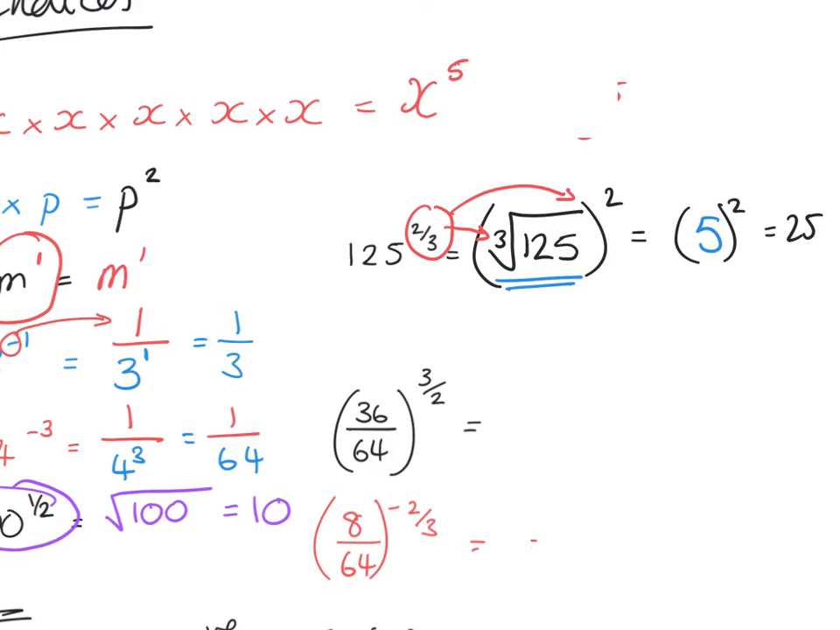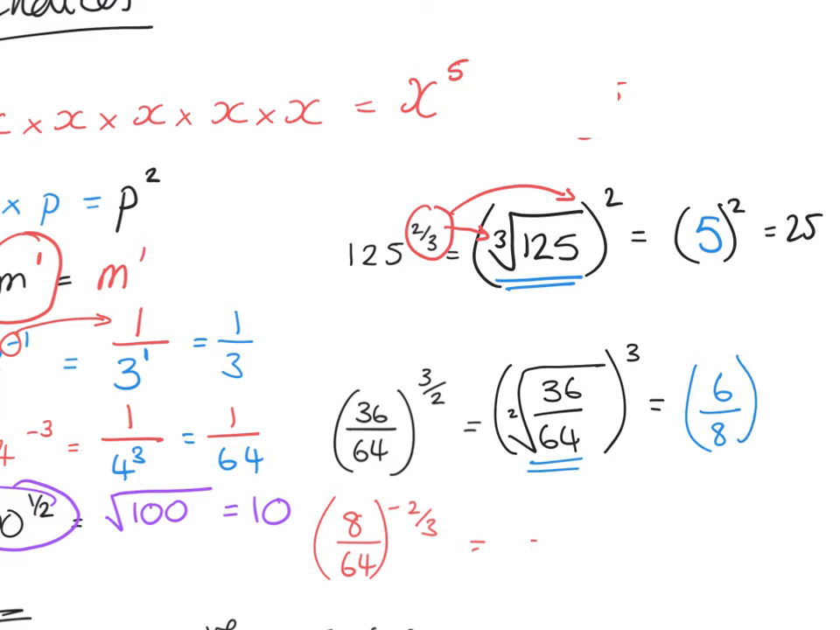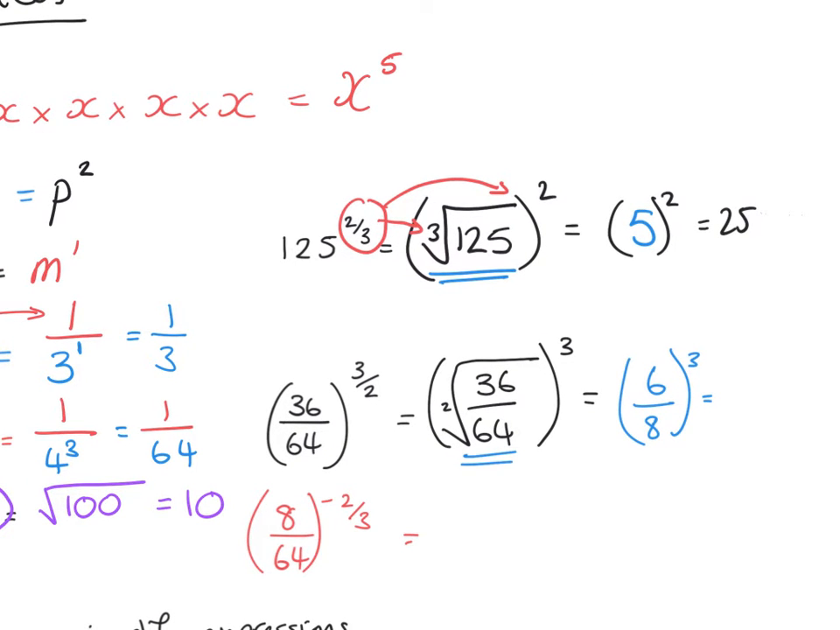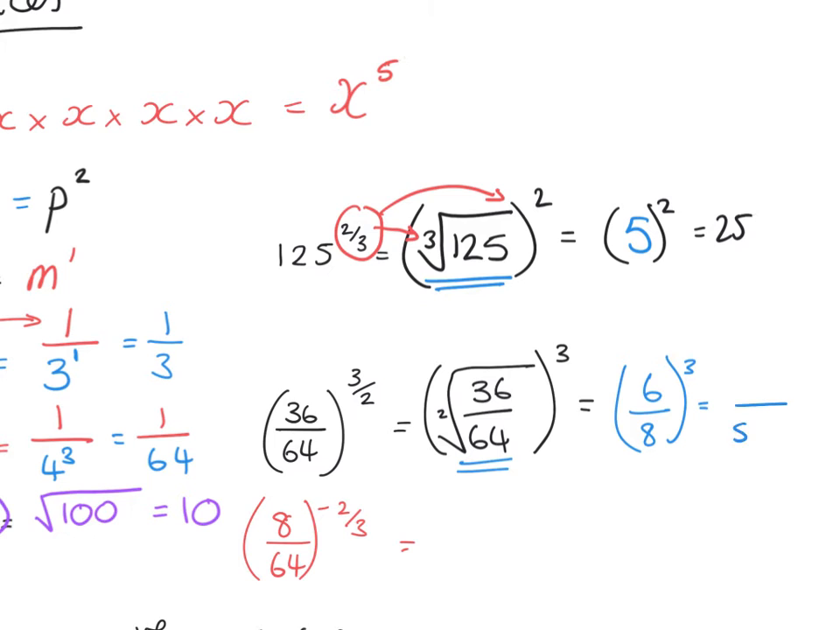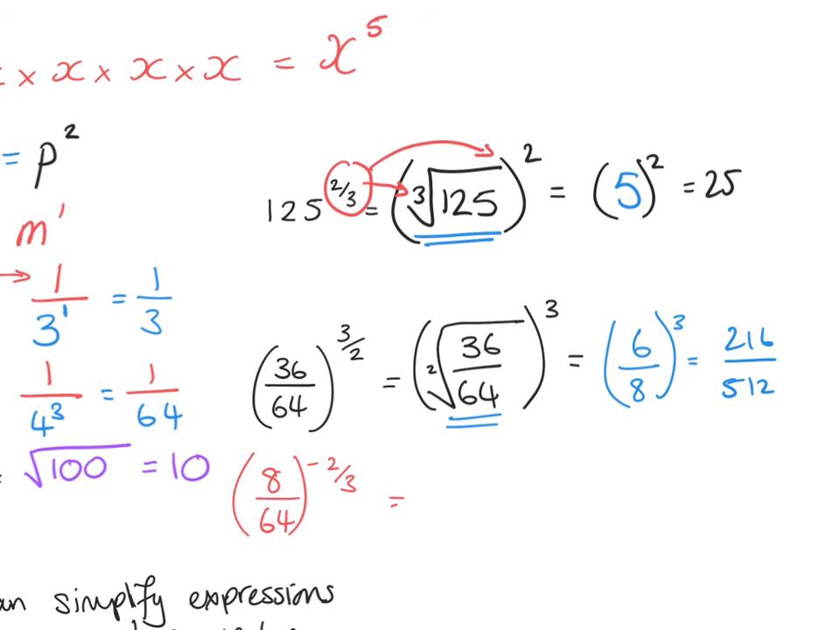So the second one, it's the same process, we just have a fraction. You're going to have 36 over 64, but we're going to square root that little 2 there, and then whatever we get we're going to cube. So the square root of 36 is 6 over 8, and then we're going to cube our answer from that, which obviously gets us quite big numbers of 512 and 216.